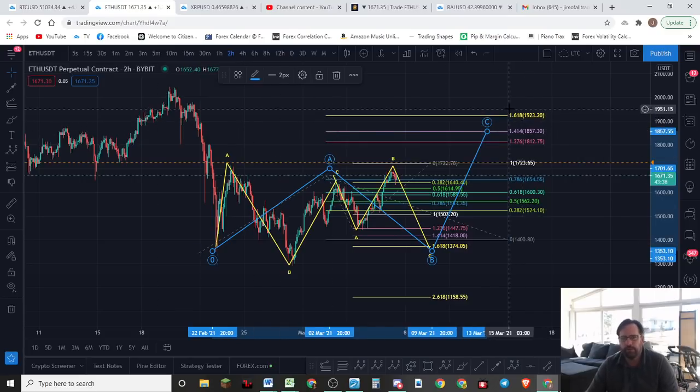That's the 3-wave move we've been looking for, since I've been talking about this for a while. The wave structures have just been quite difficult, especially with all these flats. But it's becoming clearer for sure for me.